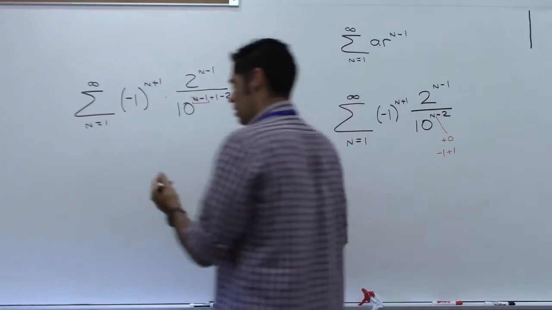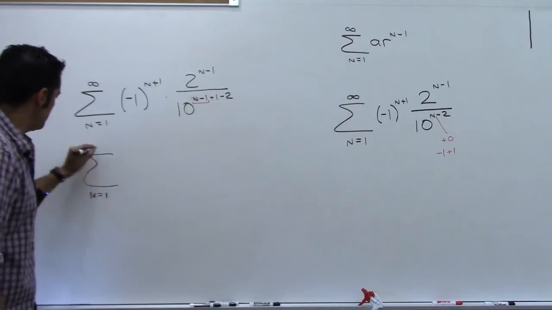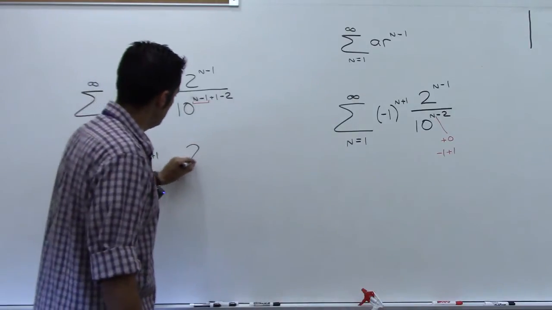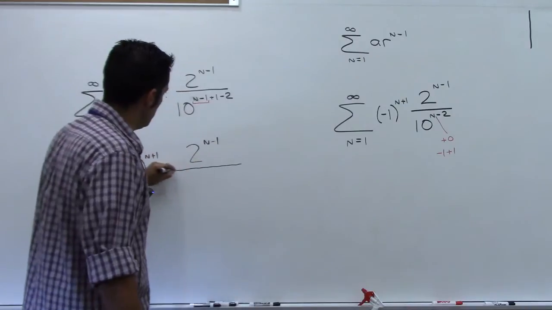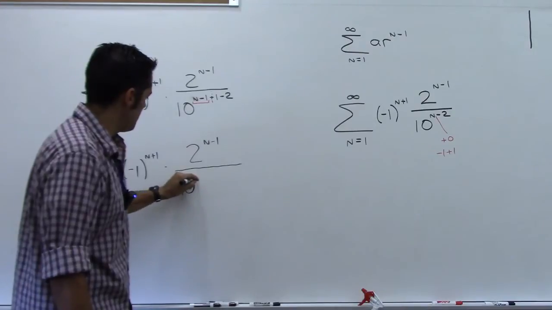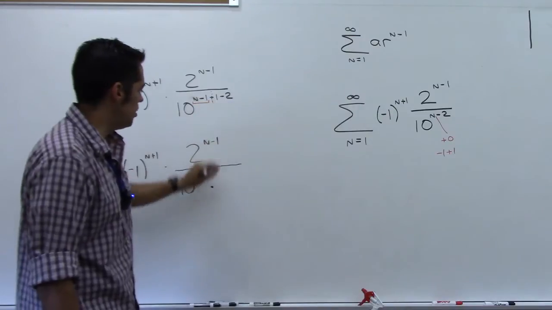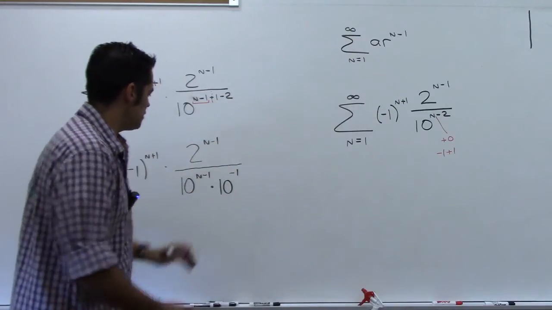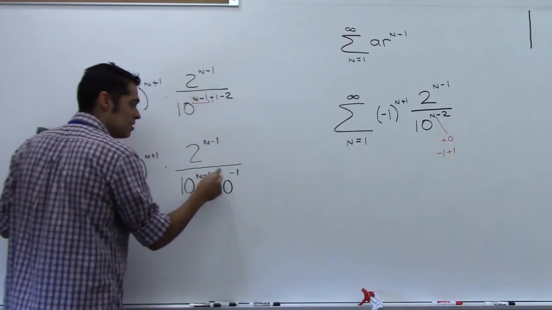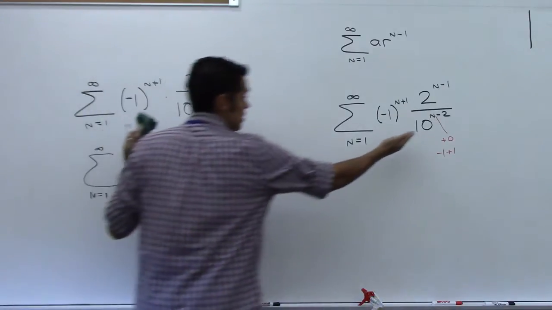So now, I can rewrite this as sum n equals 1 to infinity, negative 1 to the n plus 1, times 2 to the n minus 1 over, now I'm going to split it right here. I've got 10 to the n minus 1 times, and then now use this is 1 minus 2 is negative 1, 10 to the negative 1. Let's just check it. If we were to put these two back together, you would add these two together. N minus 1 plus negative 1 is the same as minus 1. So this would be n minus 1 minus 1, that's n minus 2, which is the original problem.